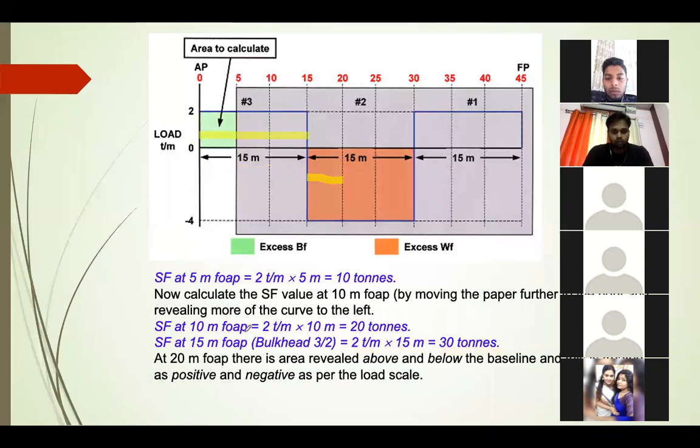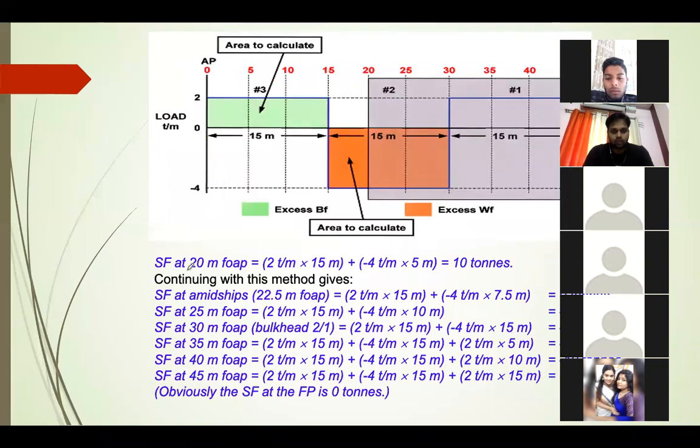So to find out the shearing force at 20 meters, it will be basically 2 tons per meter into 15, which is this area, plus minus 4 tons per meter, because after 15 meters our load graph has come down to minus 4. So minus 4 tons per meter into the 5 meters distance up to 20 meters. So that will give you 10 tons.